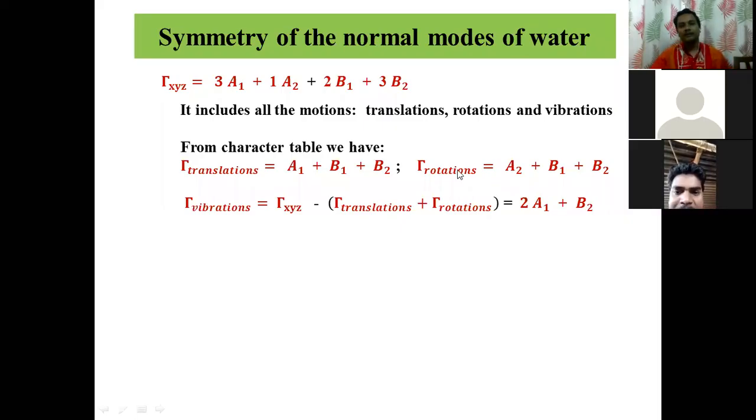Okay, so in the last class we started to find out the normal modes of water. That is how we do it. First we generated the reducible representation, this one, using the Cartesian coordinates, right? When we use the Cartesian coordinates, that includes translations, rotations, and vibrations, right? But our goal was to find out what is going to be the representations for the vibrations.